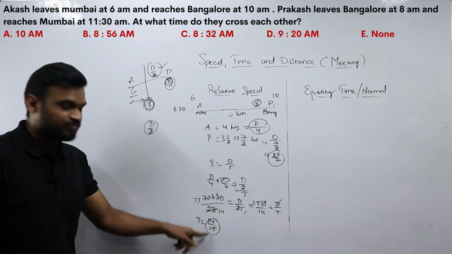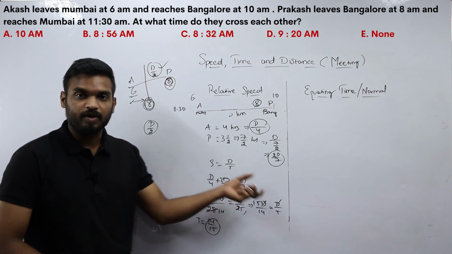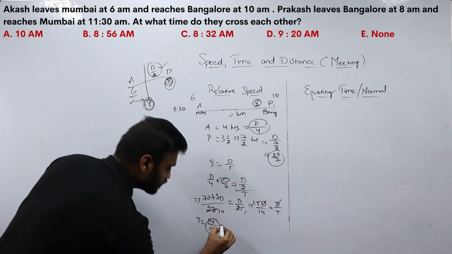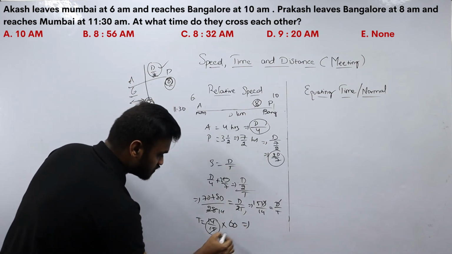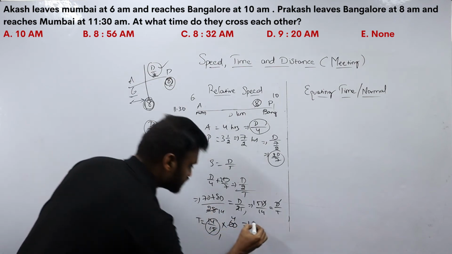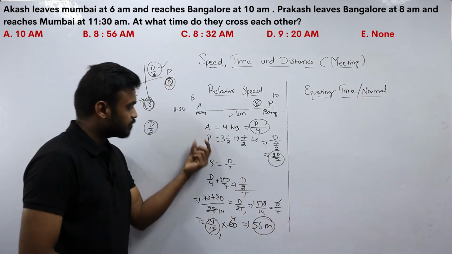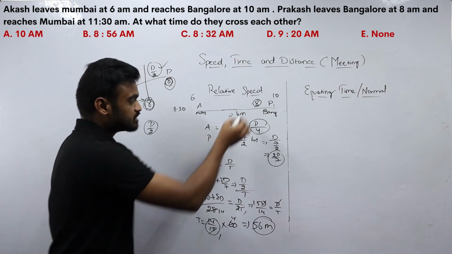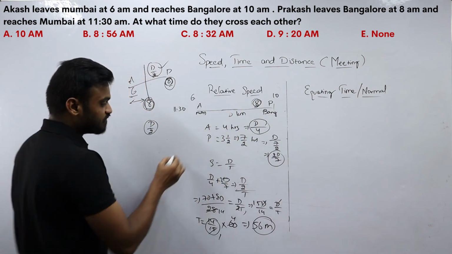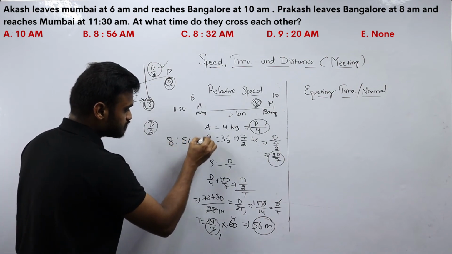This 14 by 15 is in hours, but we need to convert it into minutes. How can we convert it? By multiplying by 60. So 15 ones are 15, 15 fours are 60, and 14 fours are 56. That is 56 minutes. So Akash and Prakash will meet after 56 minutes. Since they both start at 8 am, they meet at 8:56 am.